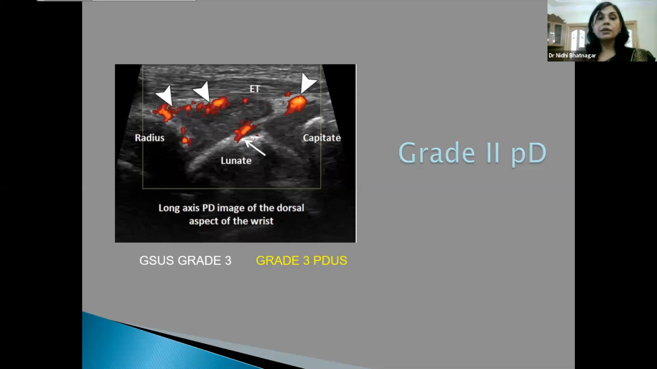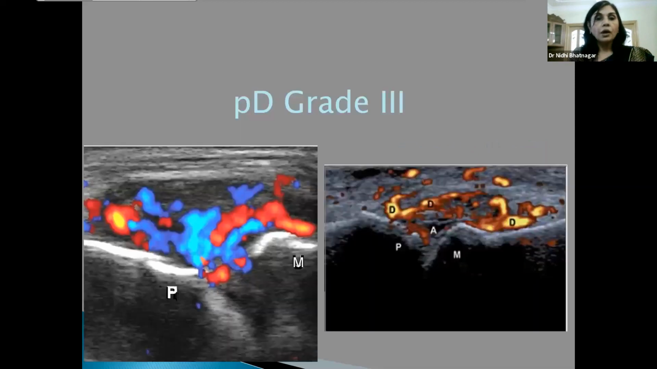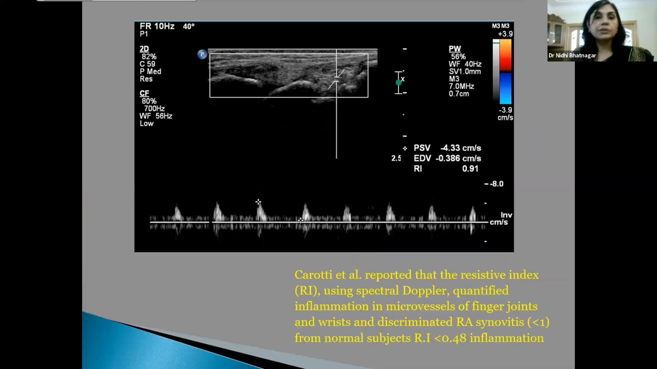So grade 3 of GSUS, but grade 2, I'm so sorry, this is a grade 2 here of power Doppler ultrasound. This, of course, I don't think we need quite a bit of thought here. There is isoechoic synovial proliferation, lots of florid vascularity, not only on color Doppler imaging, also on power Doppler imaging, and this was scored as grade 3.